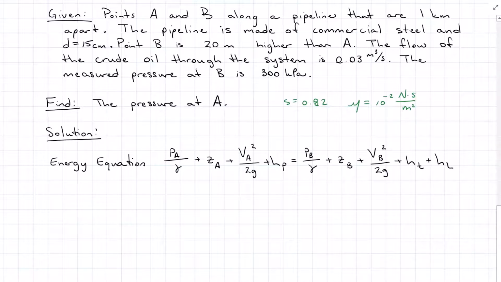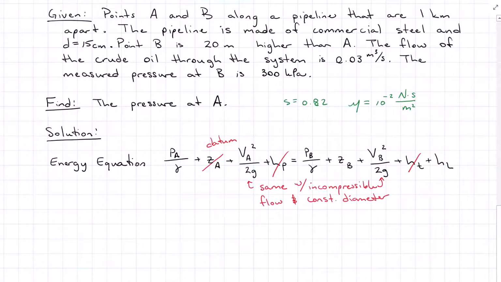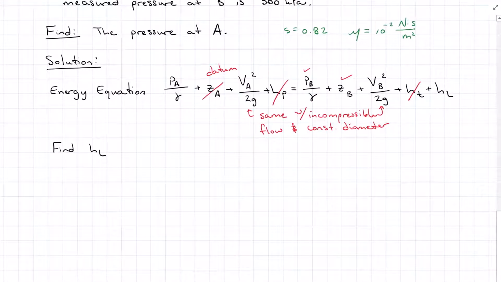Setting up my 2 points, A and B, I'm going to set my datum at A. So that elevation will be 0. I don't have a pump. I don't have a turbine. And with a constant diameter and an incompressible flow, velocity A and velocity B are going to be the same. I was given my pressure at B. I was given my elevation at B. I was given my flow rate so I can solve for my velocity. The only thing I need to find is the head loss because now we know how to do that. Before we can find the head loss, we need to know, is it turbulent or laminar?